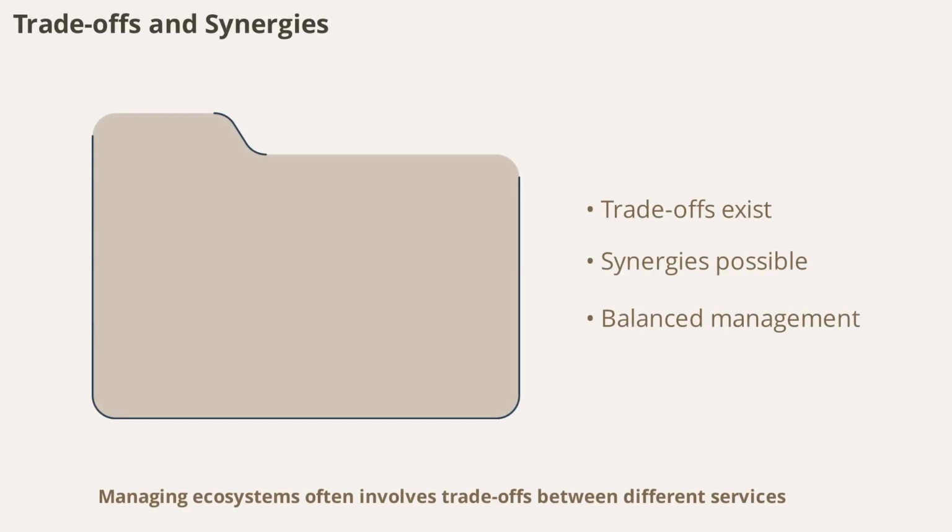Managing ecosystems often involves trade-offs between different services. For example, maximizing crop yields might reduce habitat for pollinators or water quality. However, there are also opportunities for synergies, practices that enhance multiple services at once. Identifying and balancing these trade-offs is key to sustainable management.